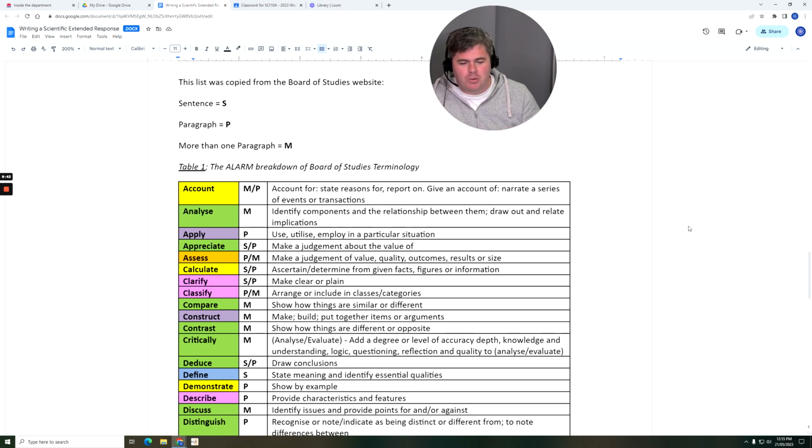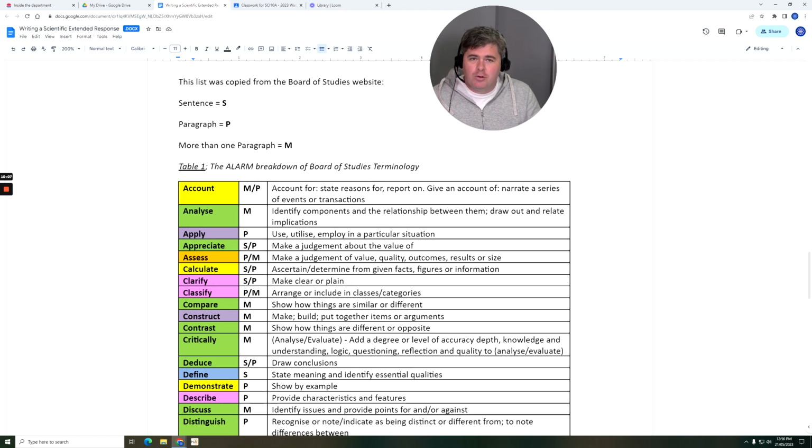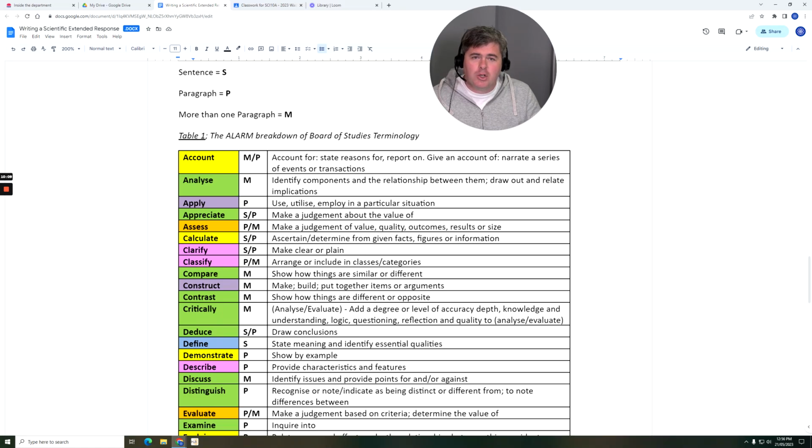So if you're looking at the first one, account is typically more than one paragraph or a paragraph long, and you are to account for, state reasons for, report on, give an account of, narrate a series of events or transactions. So in essence, you are providing a lot of information there, and it's often broken down in several stages. So pause the video if you need to, and make sure you have a copy of this.